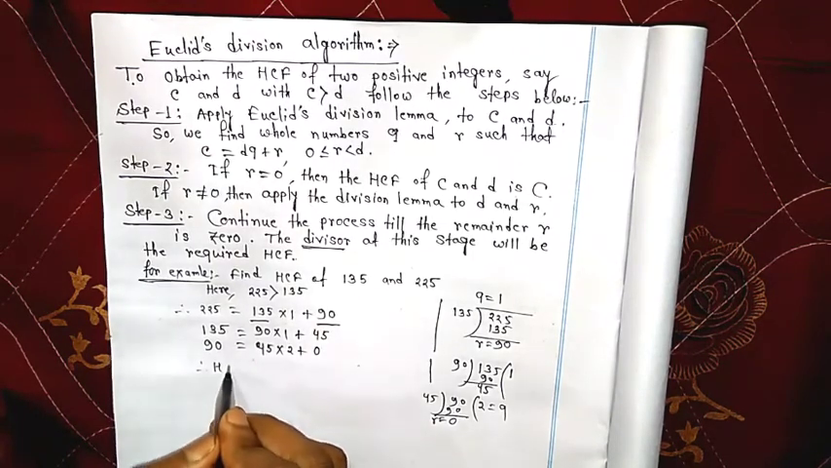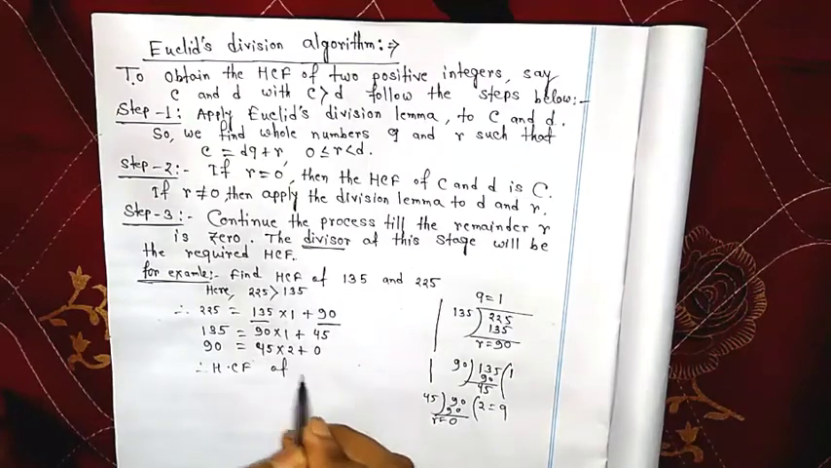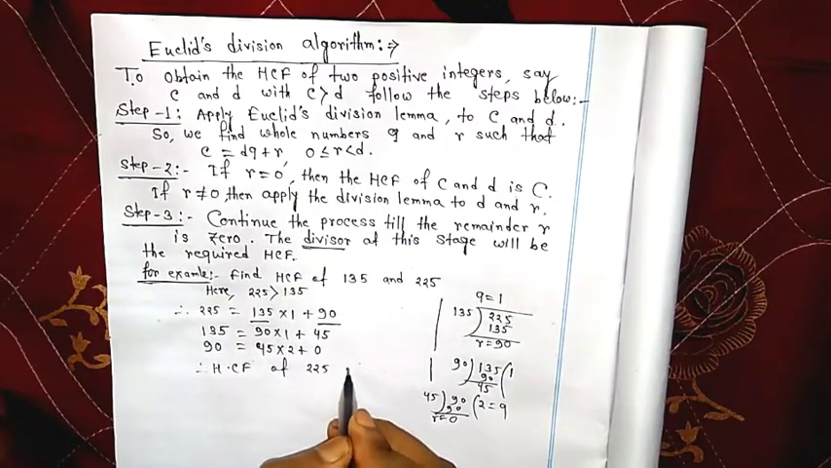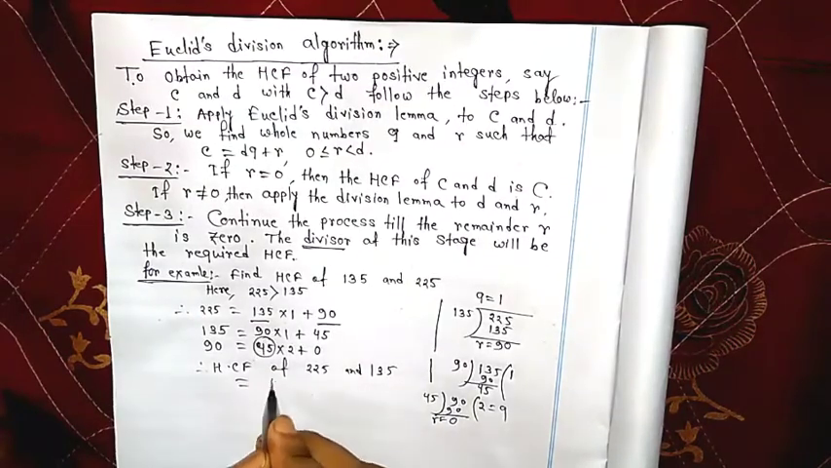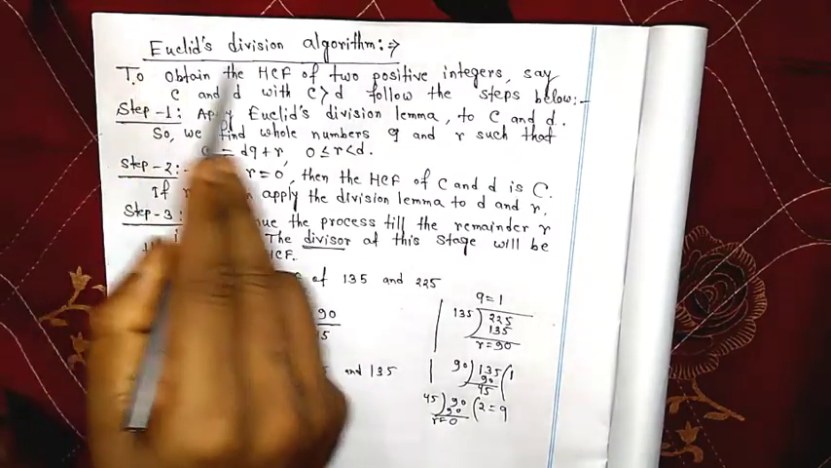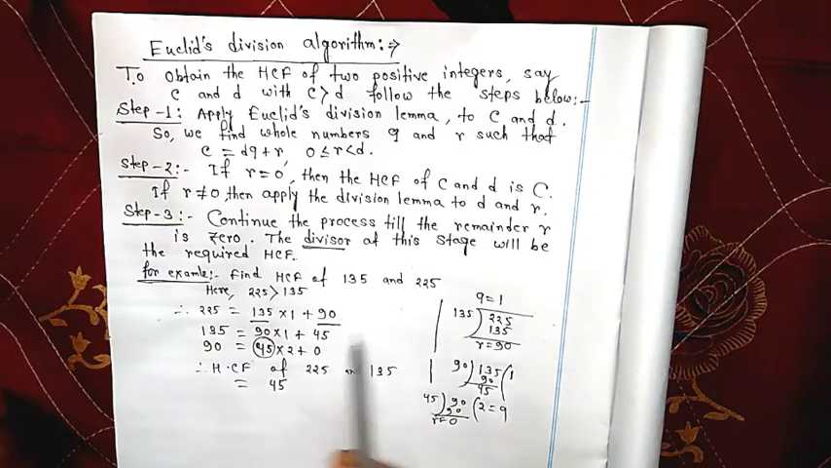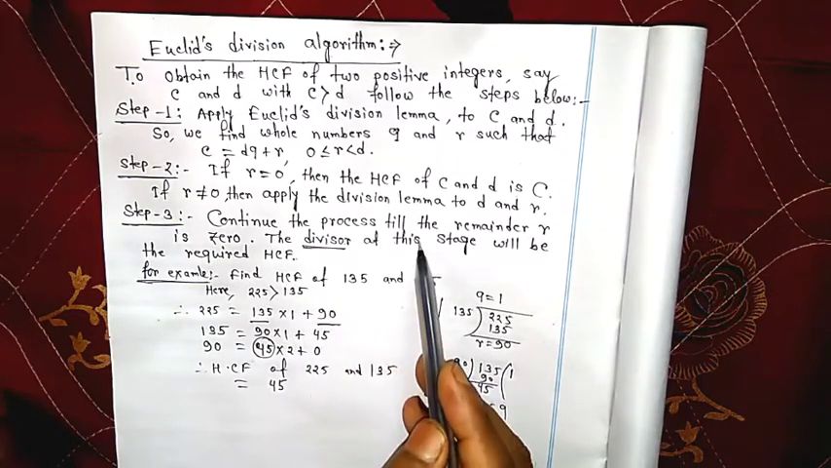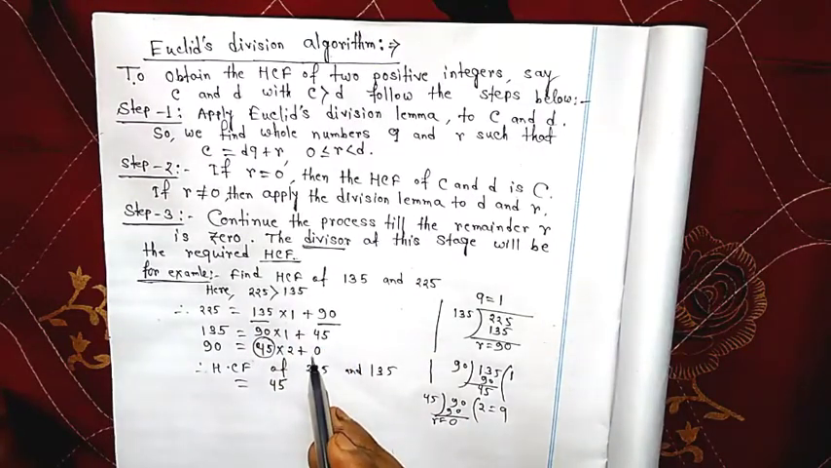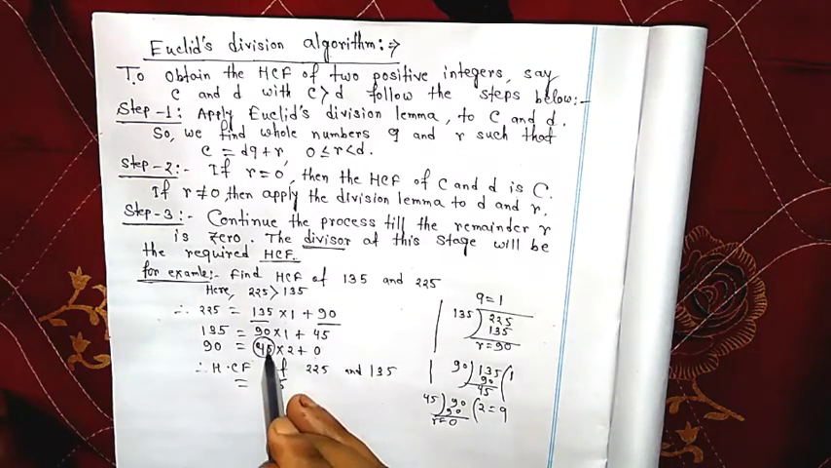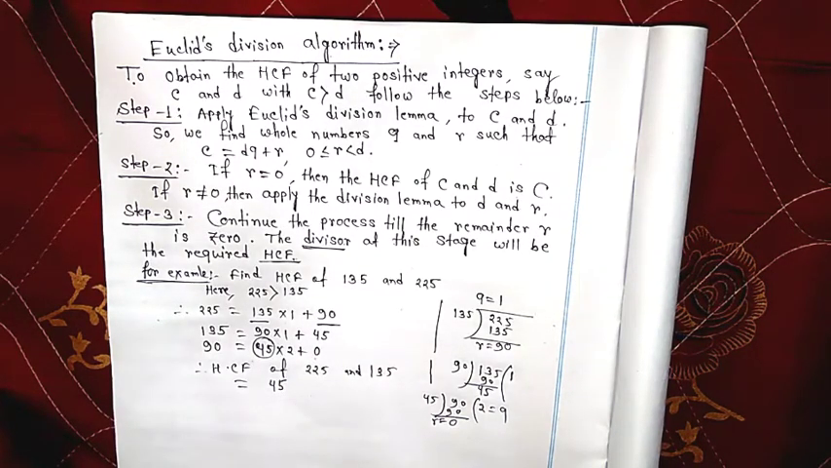Therefore HCF of 225 and 135 equal to 45 according to Euclid division algorithm. When the remainder is 0, the divisor at this stage will be the required HCF. So in which stage? When the remainder is 0. So in this stage remainder will be 0. So the divisor, what was the divisor? It's 45. So 45 is the HCF of 225 and 135.